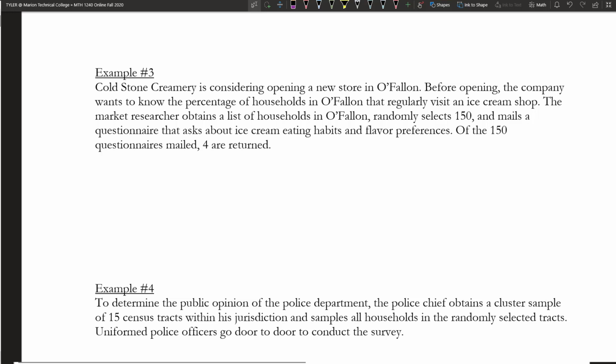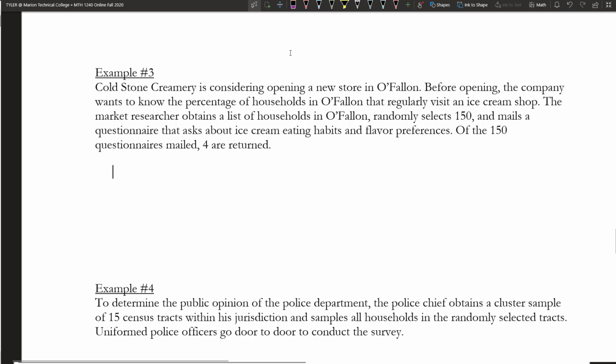So example 3 deals with Cold Stone Creamery. Cold Stone Creamery is considering opening a new store in O'Fallon. Before opening, the company wants to know the percentage of households in O'Fallon that regularly visit an ice cream shop. The market researcher obtains a list of households in O'Fallon. They randomly select 150 and mail a questionnaire that asks about ice cream eating habits and flavor preferences, right? So sounds good so far. Of the 150 questionnaires mailed, 4 are returned.